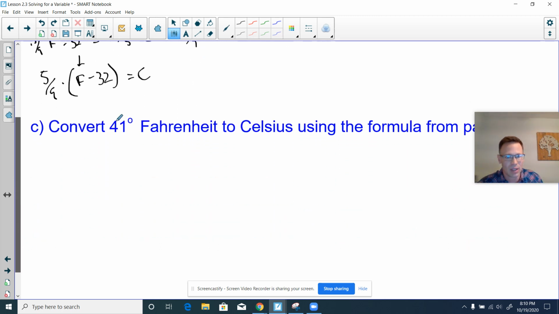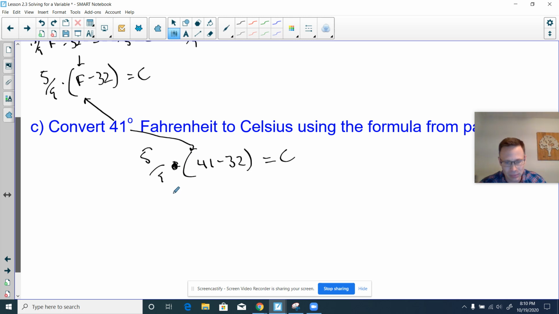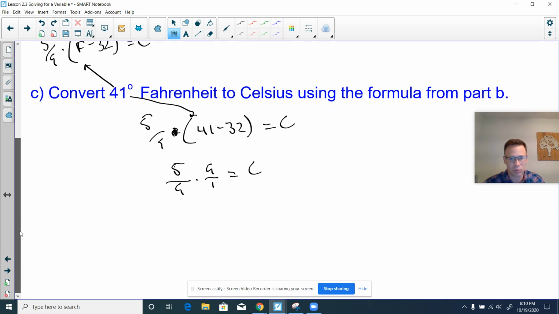So let's practice that. Now 41 is going in for F. So I have 5 over 9 multiplied by 41 minus 32, and that's going to be equal to C. So 41 minus 32 is 9. So I have 5/9 times, I'm going to put this as a fraction, times 9 over 1 is then going to be equal to C. And you can see why I've had that as a fraction, because it's going to end up multiplying out nicely.